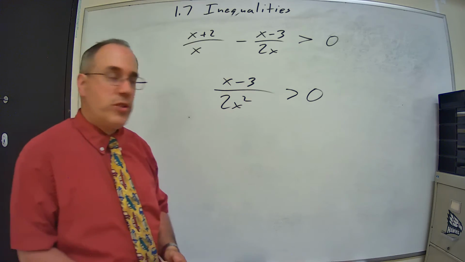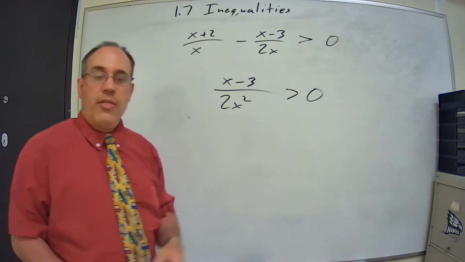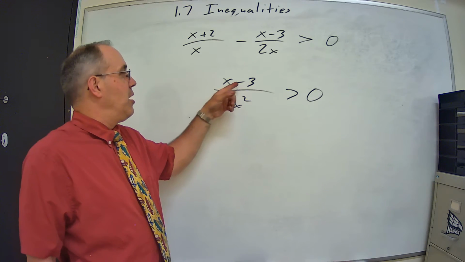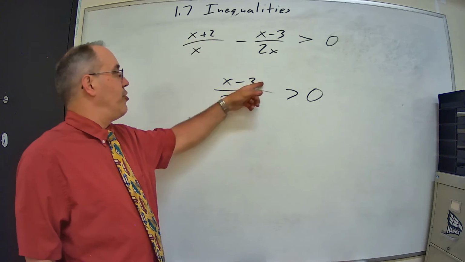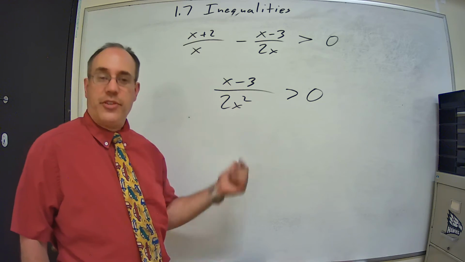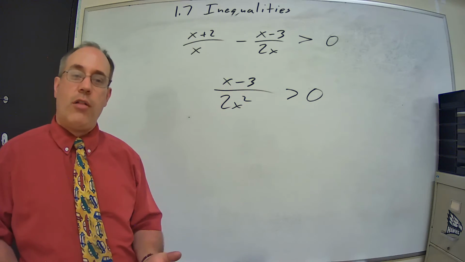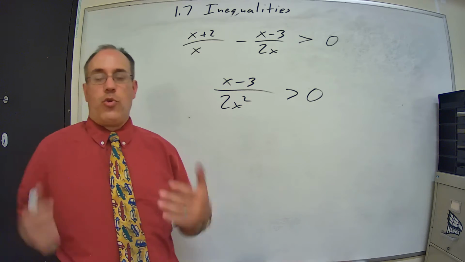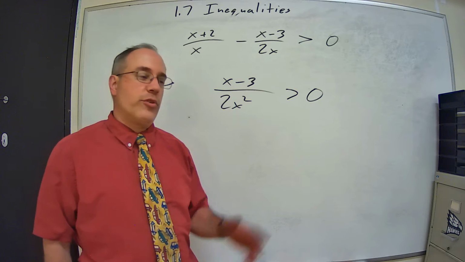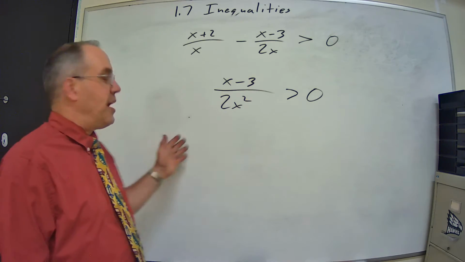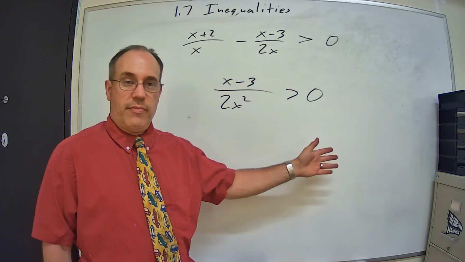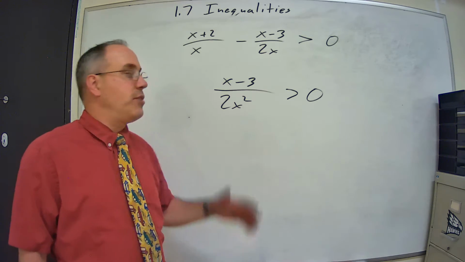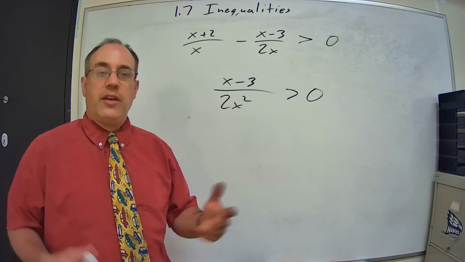Now, once we have it in this state, we're going to find all the roots, or solutions, of the numerator and the denominator. Just like we did with the quadratic inequalities, we're going to use those roots to create intervals. And we're going to try a value in each one of those intervals to see which of those intervals get included.